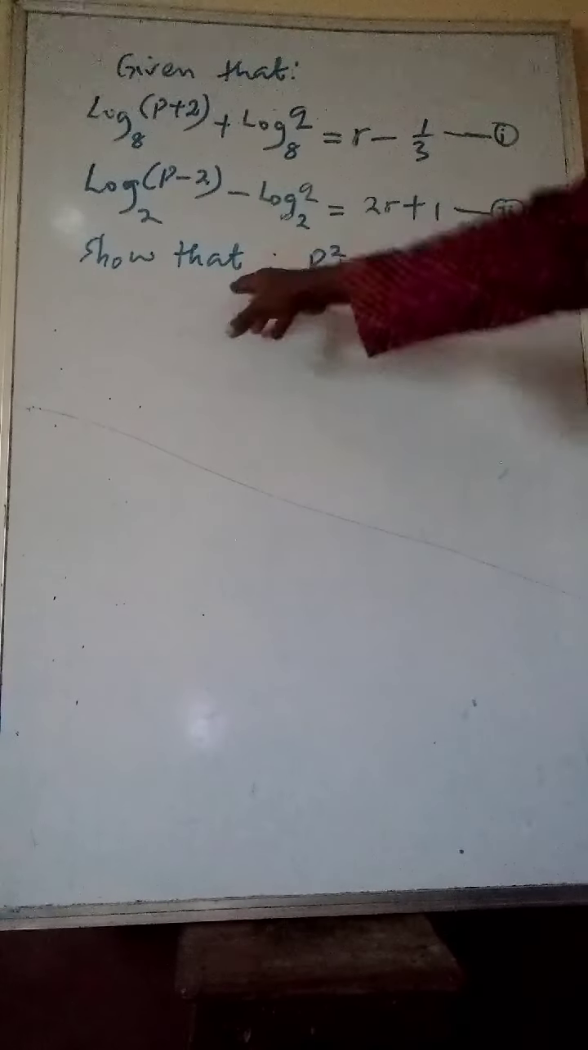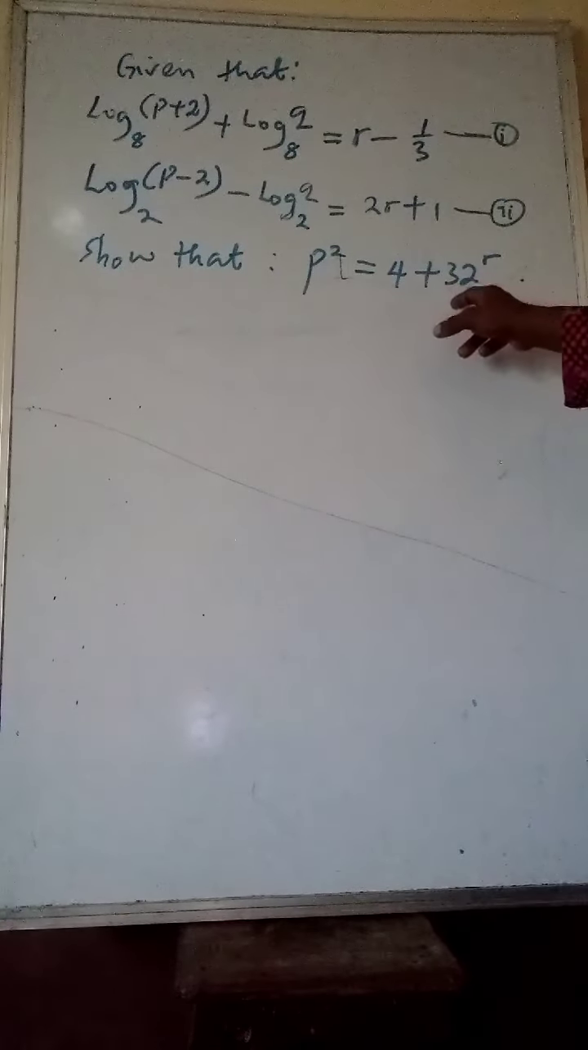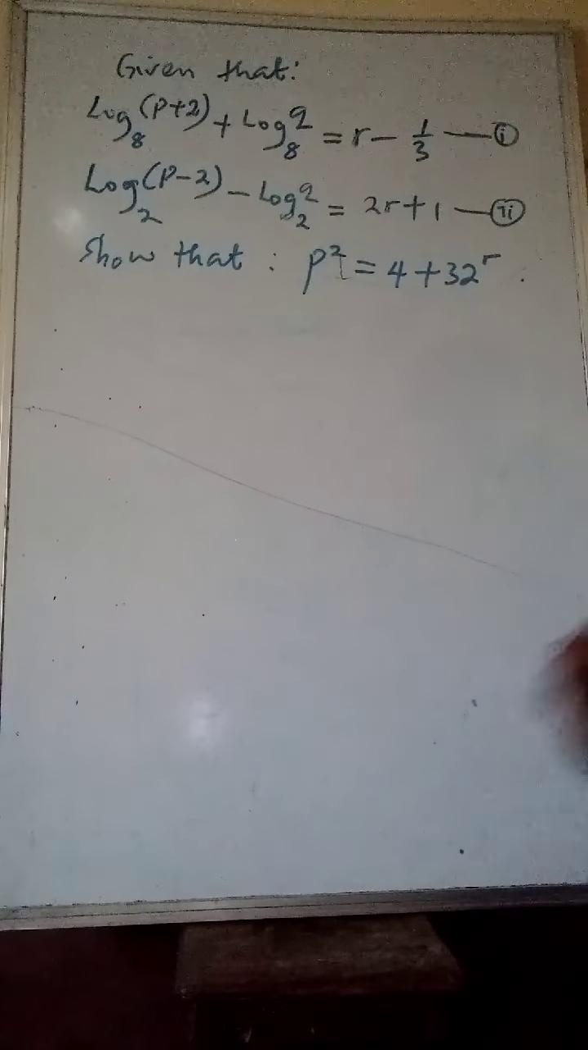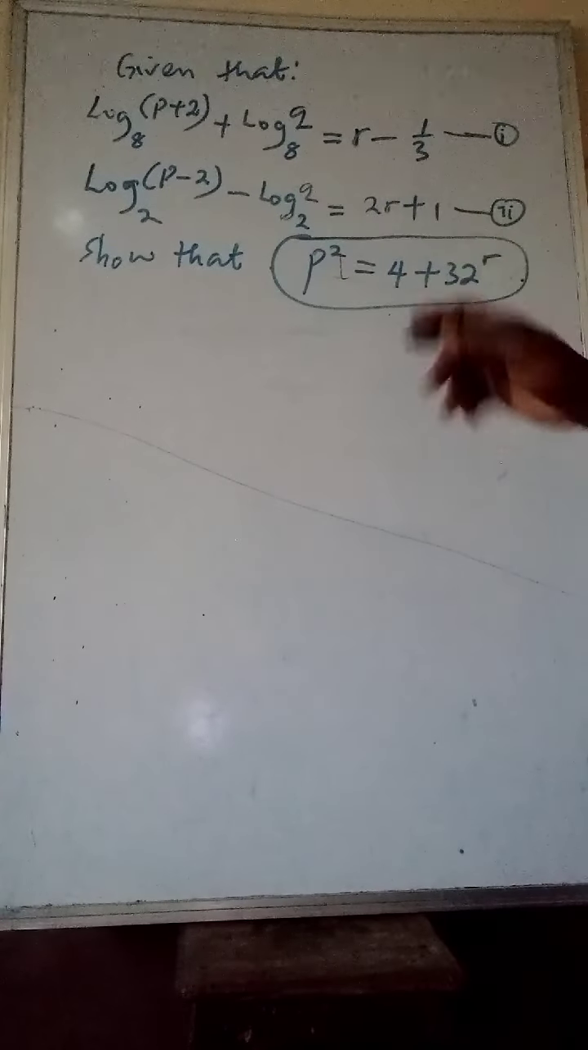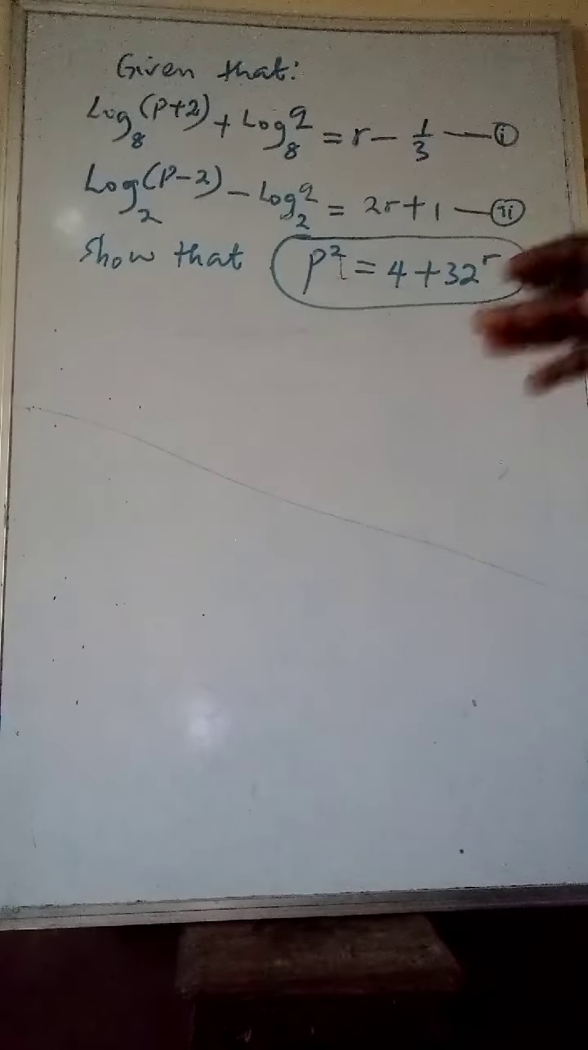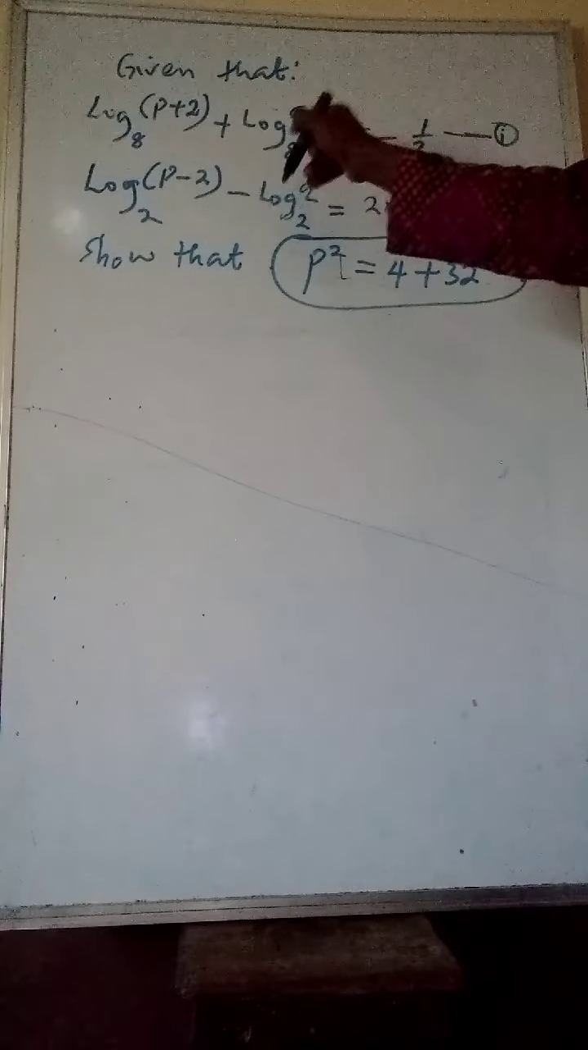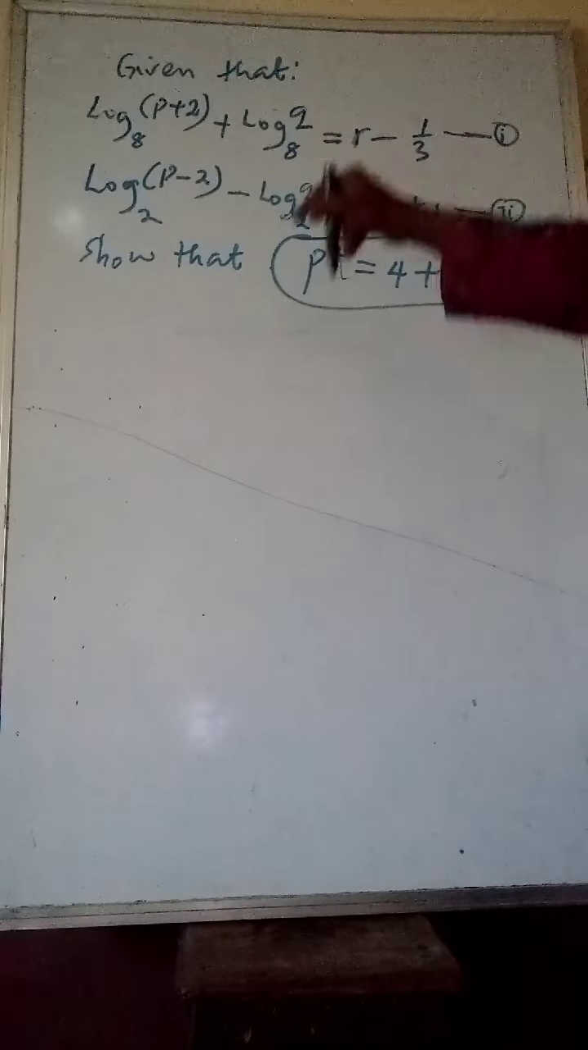We have to show that p squared is equal to 4 plus 32 raised to power r. How do we go about it? Again, what you are proving towards does not have any log. That means I will find a way of removing logs from equation 1 and 2.